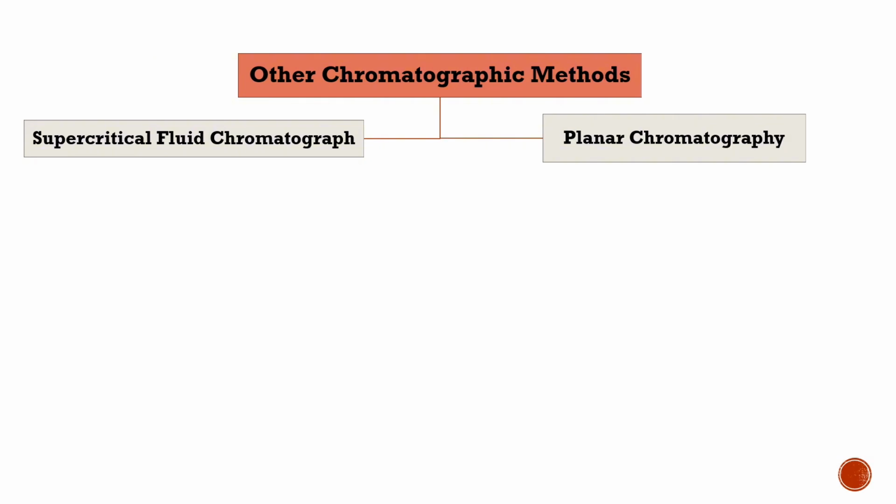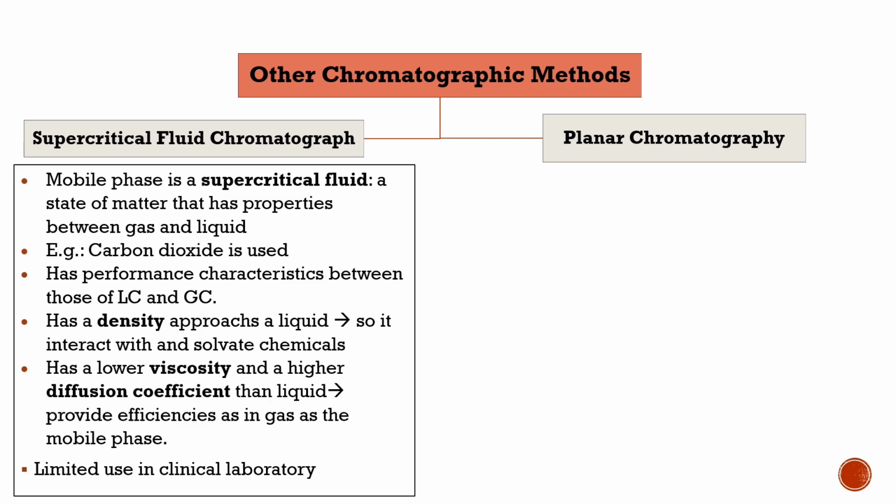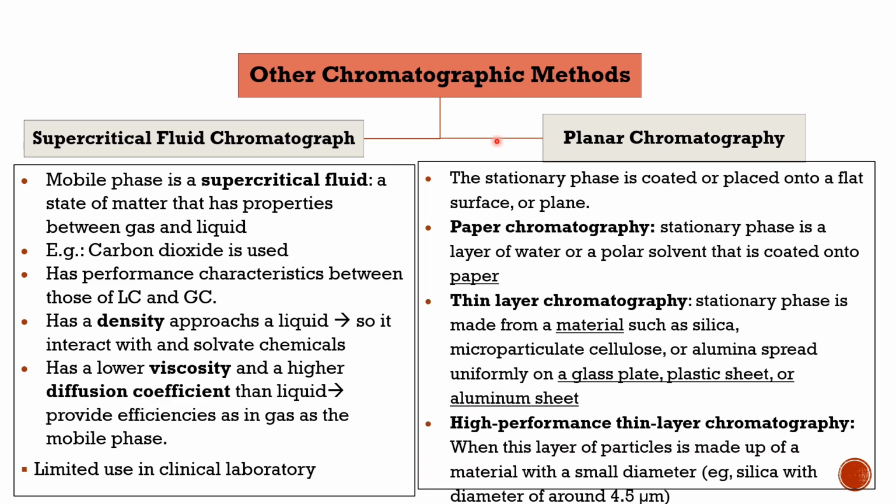There are other chromatographic methods. One is called supercritical and one is planar chromatography. The supercritical fluid chromatography has a type of mobile phase that's in between liquid and gas phase. This is something used mostly in experimental laboratories, not in clinical laboratories. But just to have an idea about it, we have to mention it. For planar chromatography, the stationary phase is coated or placed onto a flat surface. So from the name, it's flat.